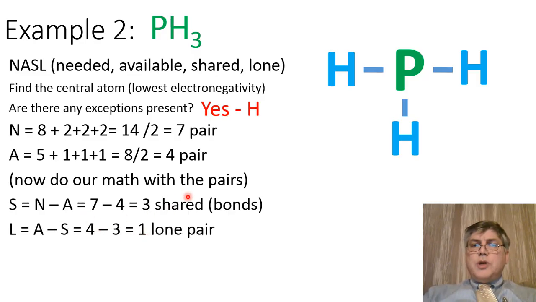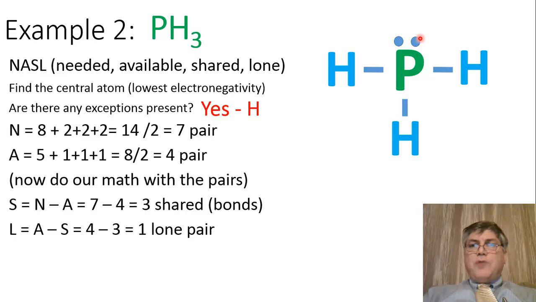Next, we're going to calculate our lone pairs, and we're going to do that by available minus shared. So 4 minus 3, that gives us 1 lone pair. Well, hydrogen can only take a pair of electrons, and it already has one in this bond. So we can't put the lone pair around the hydrogen. We can't put it around any of the hydrogens. So it's going to have to go up here on top of our phosphorus.